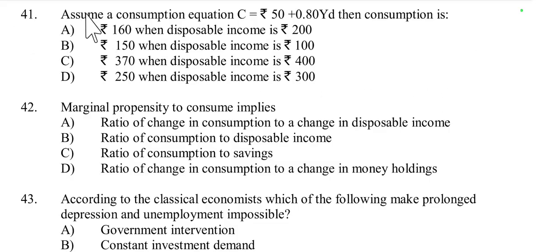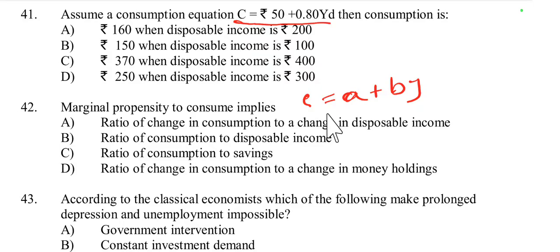Question number 41, first question: assume a consumption equation C is equal to 50 plus 0.80 YD, then consumption is. Here, given the equation C is equal to 50 plus 0.80 YD, this function we can write in the form C is equal to A plus BY. Here C is consumption, A is the autonomous consumption, B means MPC, marginal propensity to consume, and Y means YD, disposable income.